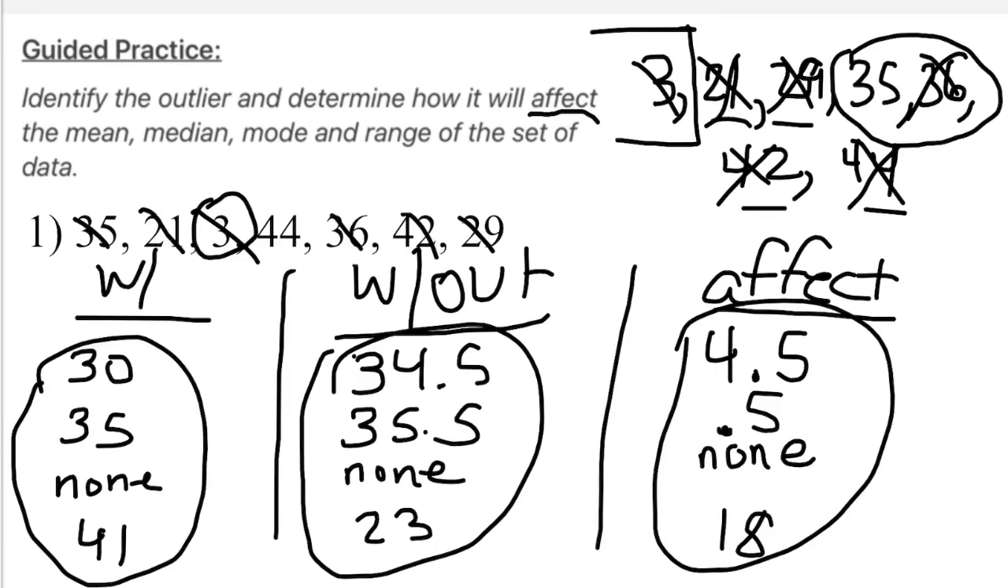So let's try another one. Again, you're going to do the same thing. Let's just start by pausing the video and identifying the outlier. So hopefully everybody is not having a problem at least identifying the outlier. Number 24 is much larger than the rest of the numbers in this data set. So 24 is our outlier.